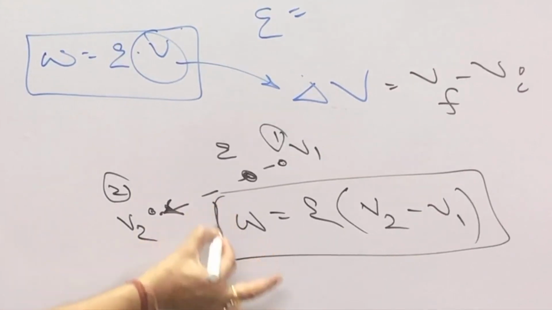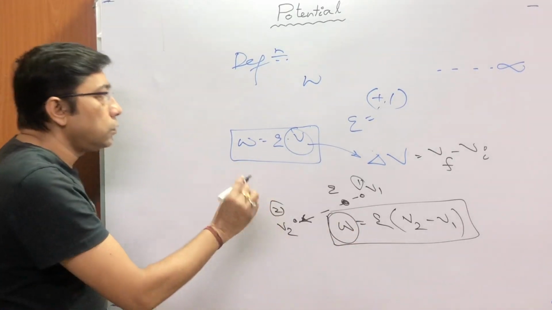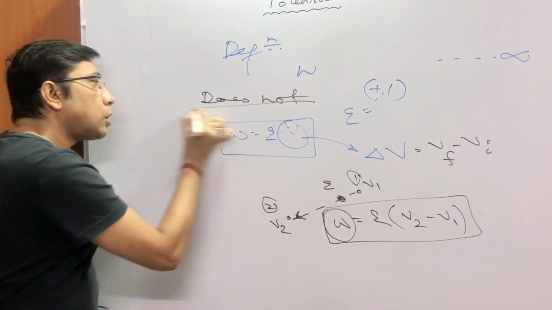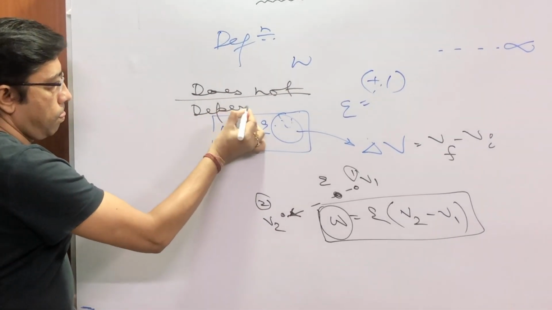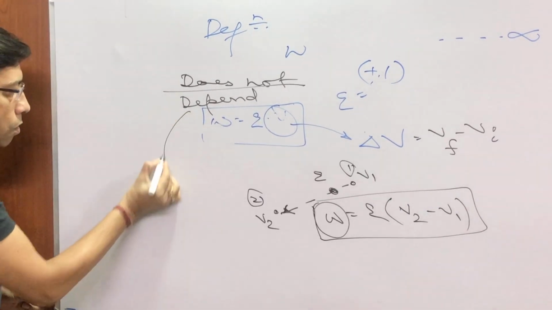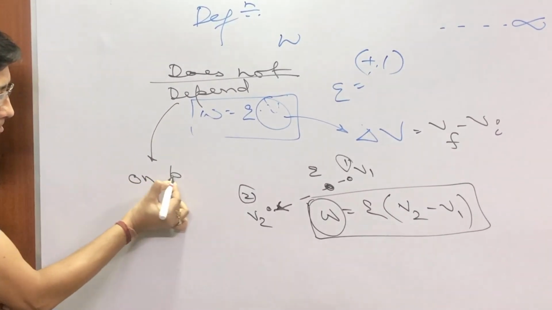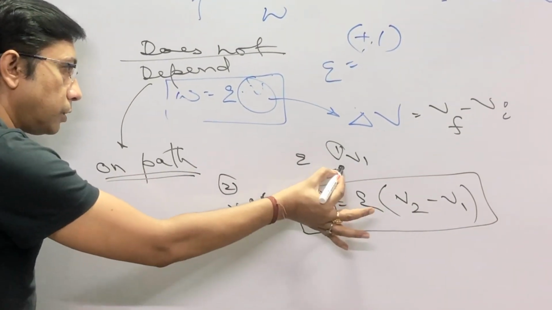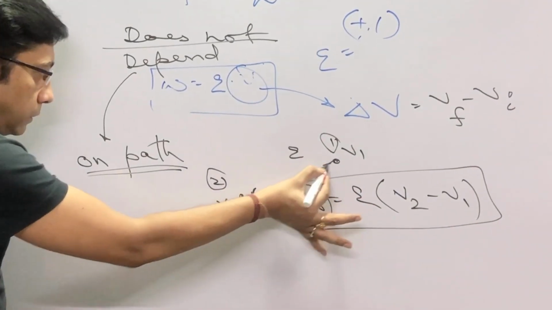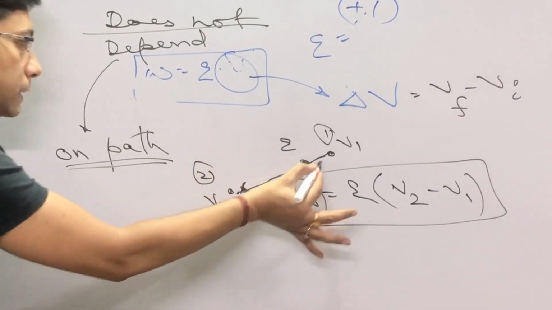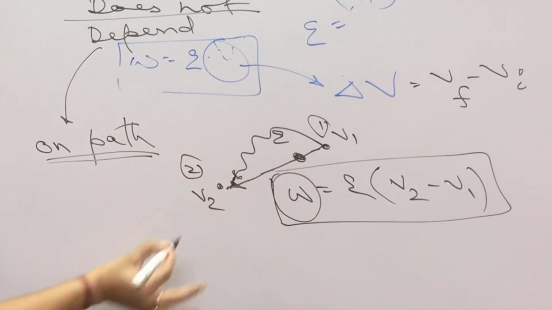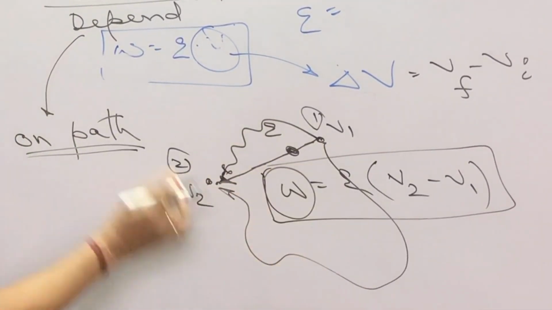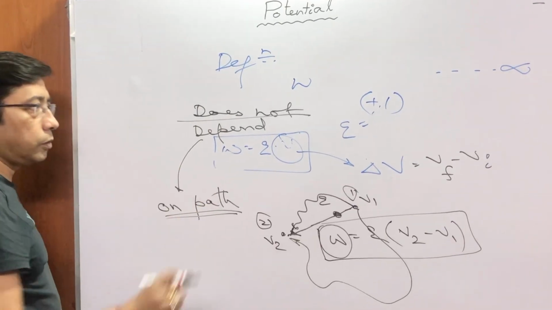Remember this work done does not depend on what? On path. That means if I bring the charge from point 1 to point 2 following this path, the work done would be same. If I bring the charge following this path, that would be the same work done if I bring the charge following this path. It doesn't depend on path. That is another important idea.